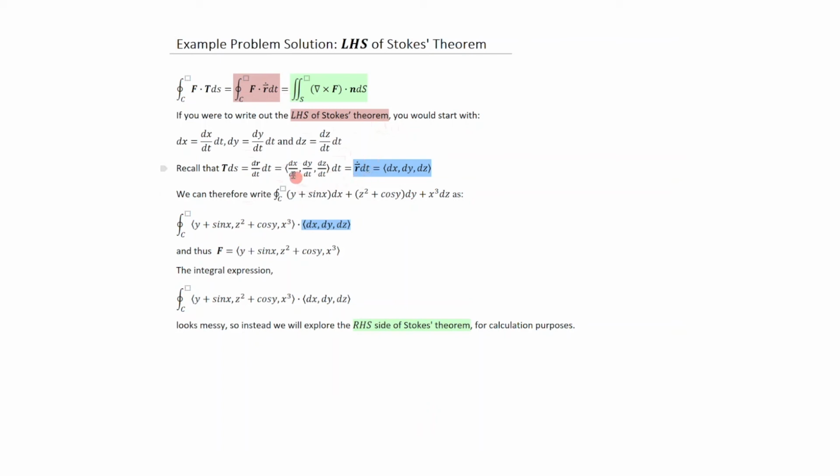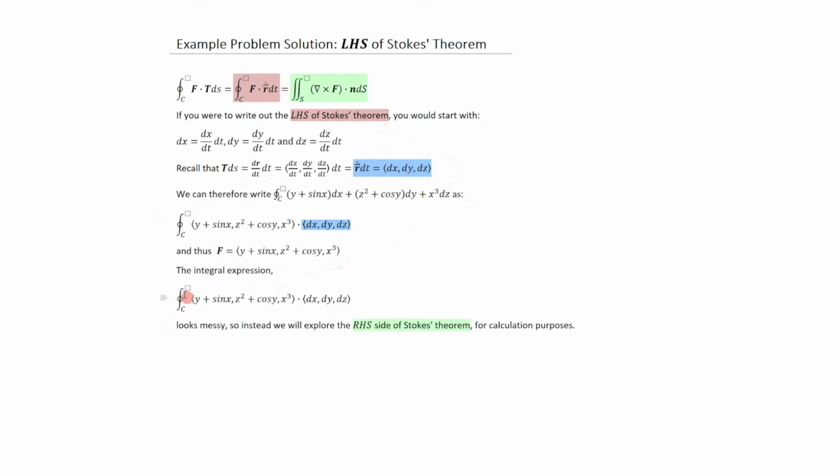But if you multiply through, this is also equivalent to dx, dy, dz. So this is the explicit representation, and this is a parameterized representation. That means we could write the expression that we were given as this explicit form dotted with dx, dy, dz. And so from this it's clear that the F vector is y plus sine x, z squared plus cos y, x cubed.